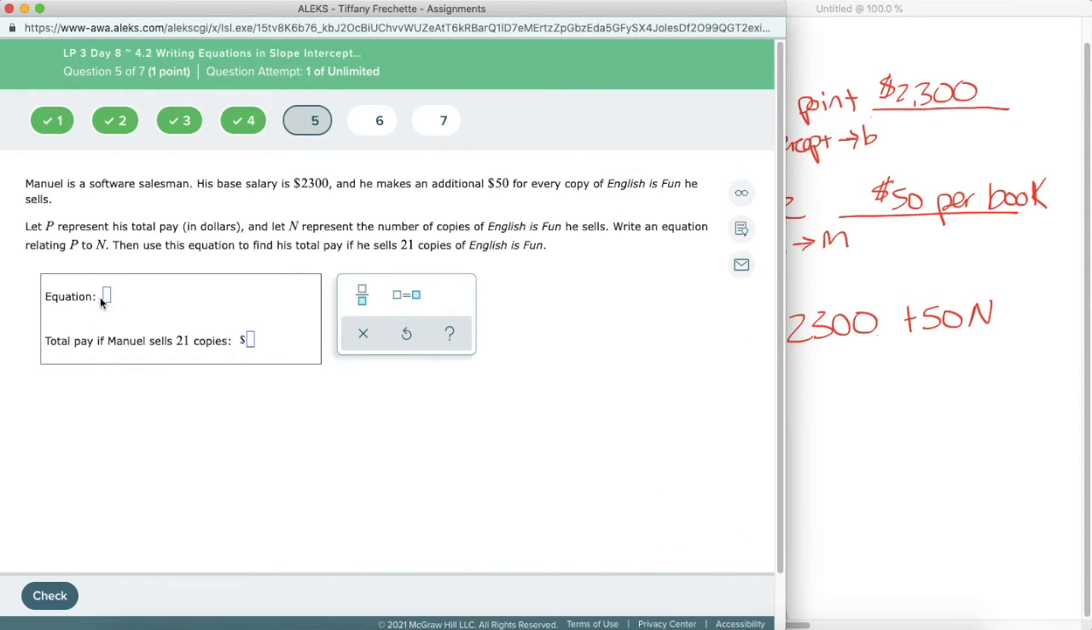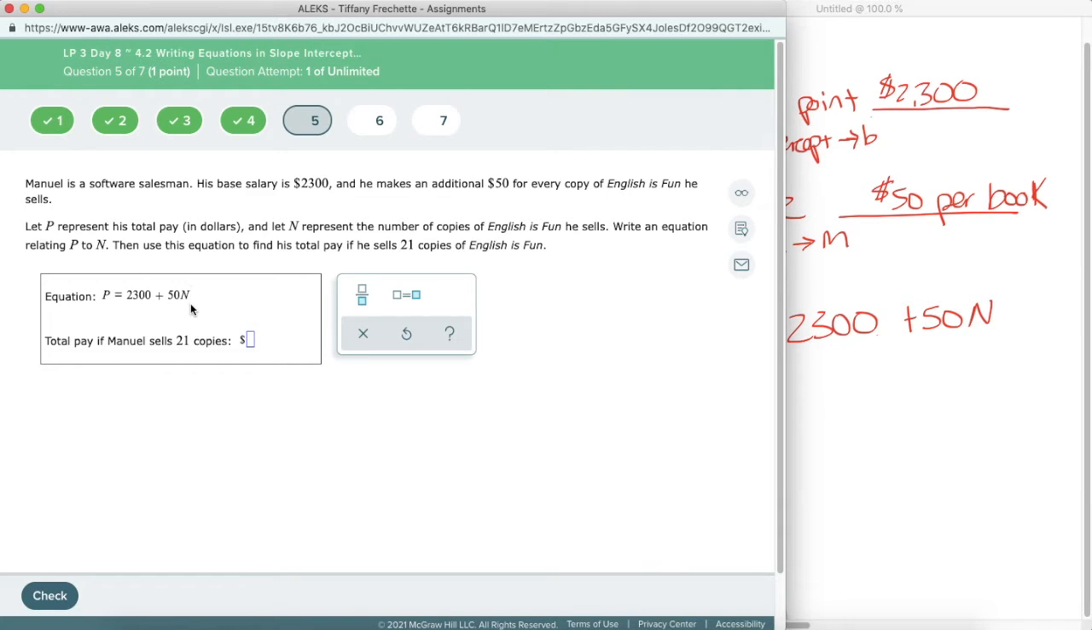So we have P equals 2,300 plus 50N. And also be careful about the variables you use. Not only do they have to be in the correct order, so you don't want to switch their place here, but if it gives you a capital P and a capital N, use capitals. Don't use lowercase. That's a big no-no. We don't want to switch those around.